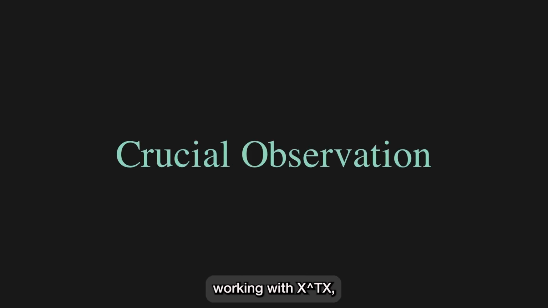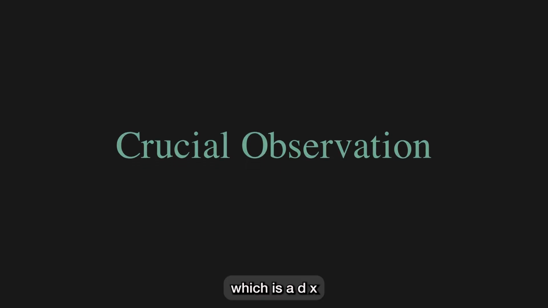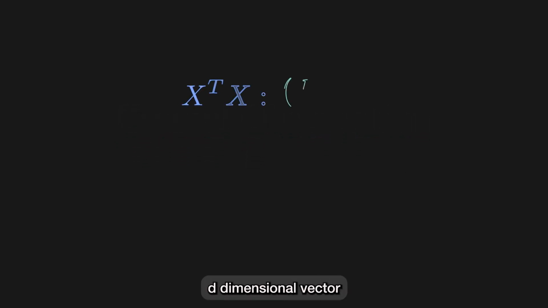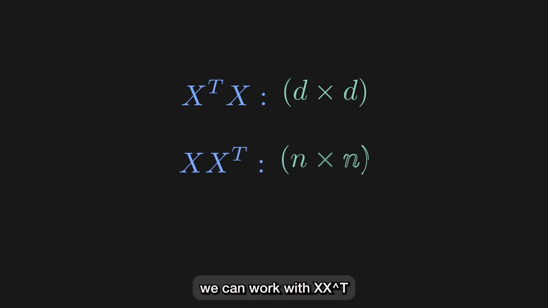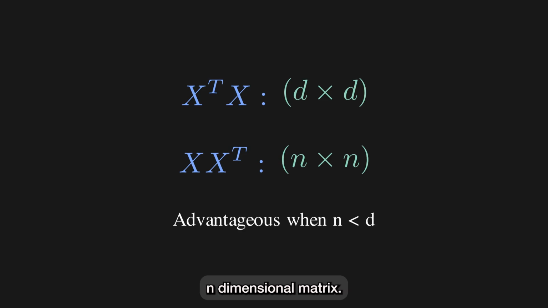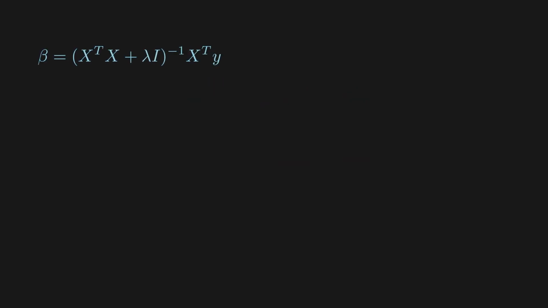Instead of working with x transpose x, which is a d cross d dimensional matrix and depends on the number of features, we can work with x x transpose, which is an n cross n dimensional matrix. This is particularly advantageous when n is less than d. So don't worry if that feels a bit abstract. The real intuition unfolds next.